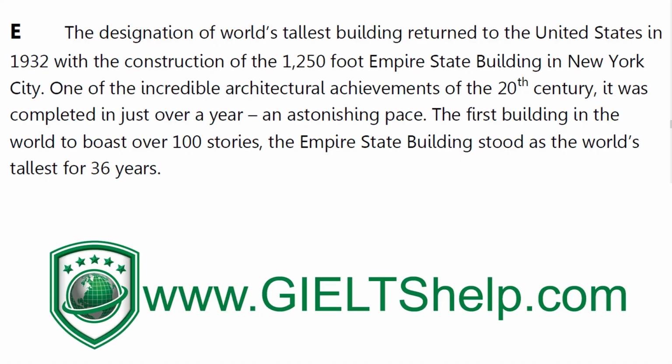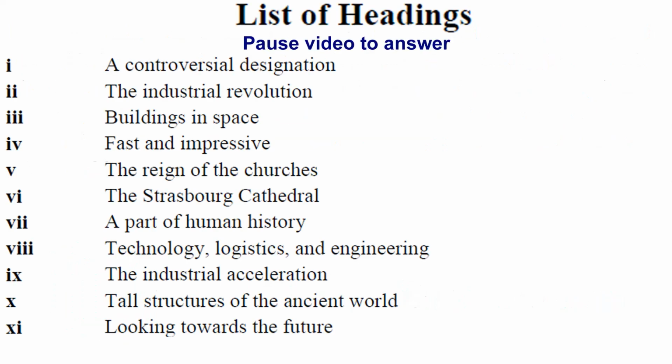The designation of world's tallest building returned to the United States in 1932 with the construction of the 1,250-foot Empire State Building in New York City. One of the incredible architectural achievements of the 20th century. It was completed in just over a year, an astonishing pace. The first building in the world to boast over 100 stories, the Empire State Building stood as the world's tallest for 36 years.